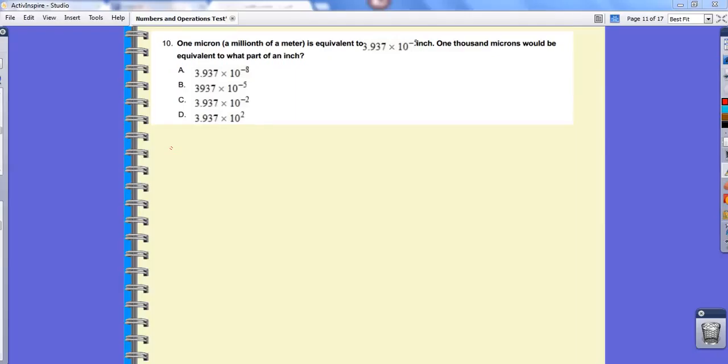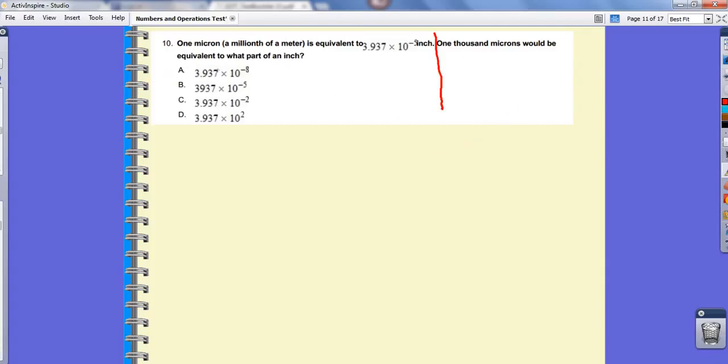All right, this is question number 10 from the number and operations test. It says 1 micron, a millionth of a meter, is equivalent to 3.937 times 10 to the negative fifth inch. 1,000 microns would be equivalent to what part of an inch? Now here's where you need to be careful. Break this thing into two parts.